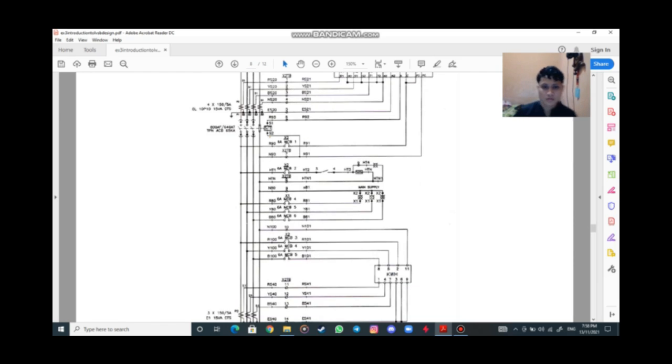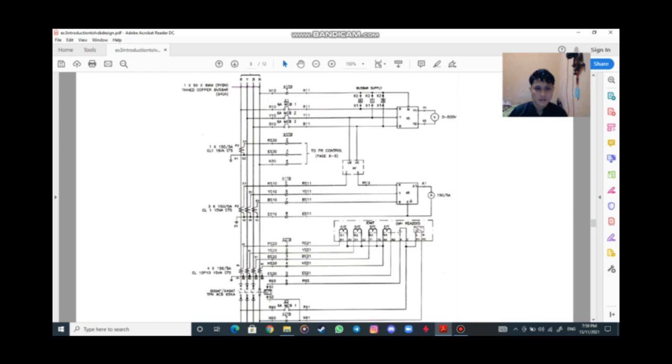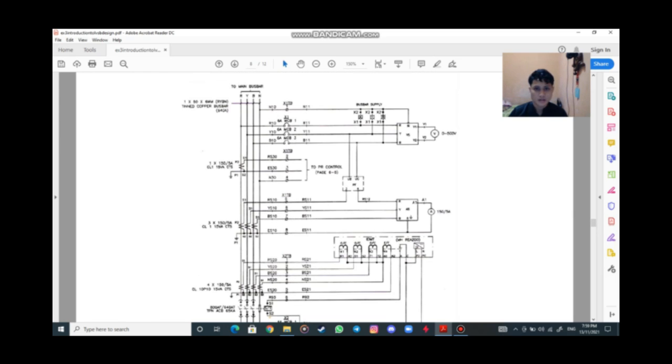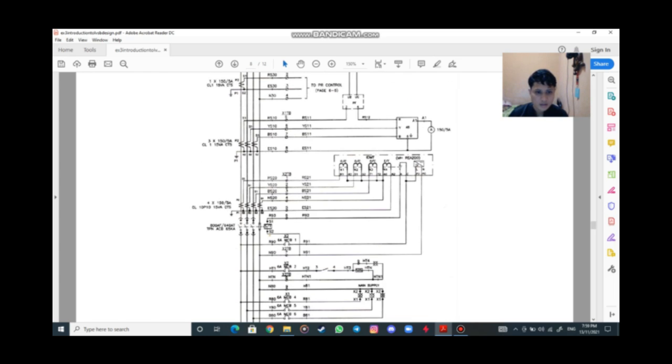Okay, then we go to the heater. You can see the heater here. It is to control against moisture and overheating. You can see the SCB TPN. Where is the SCB? SCB TPN. You can see here, this is SCB TPN, which means air circuit breaker, 3-phase.